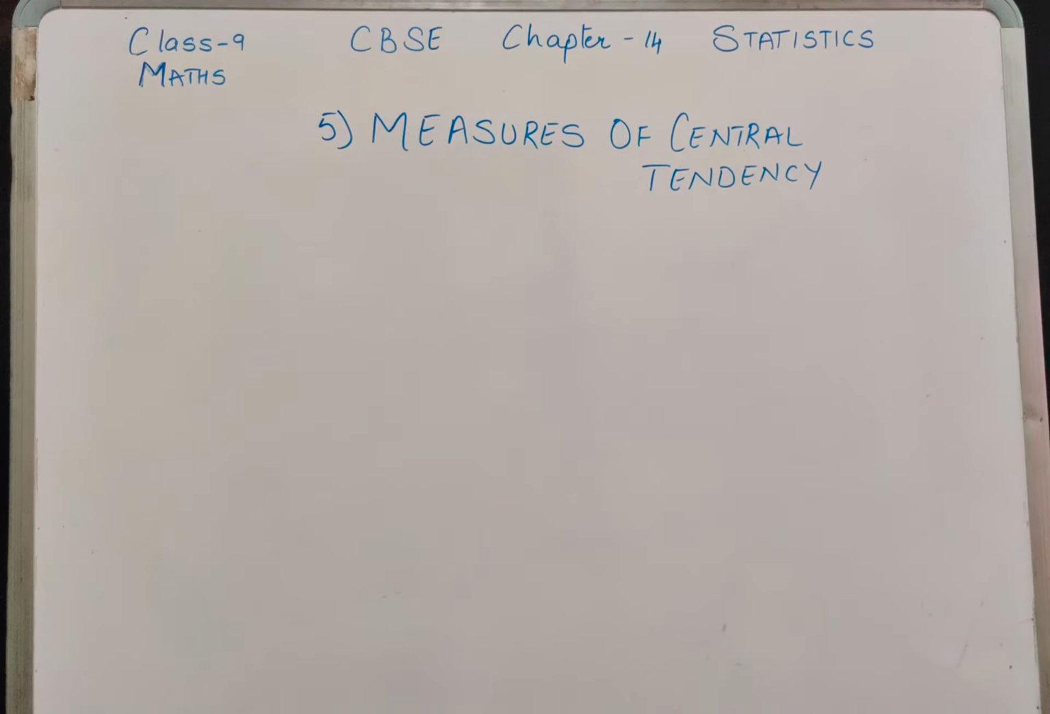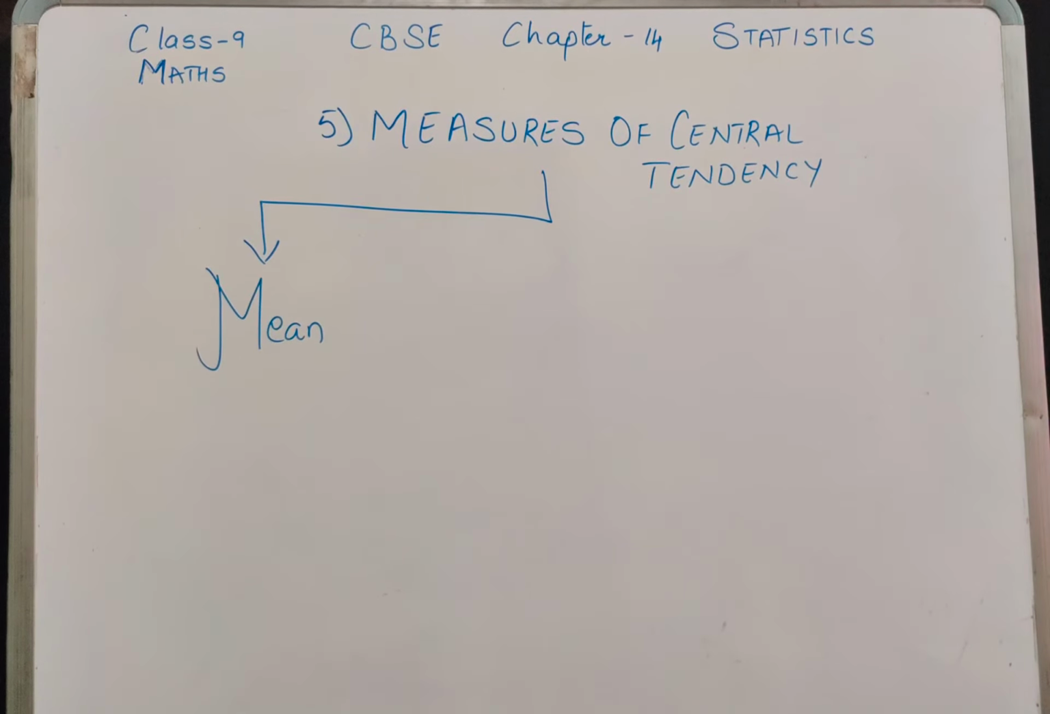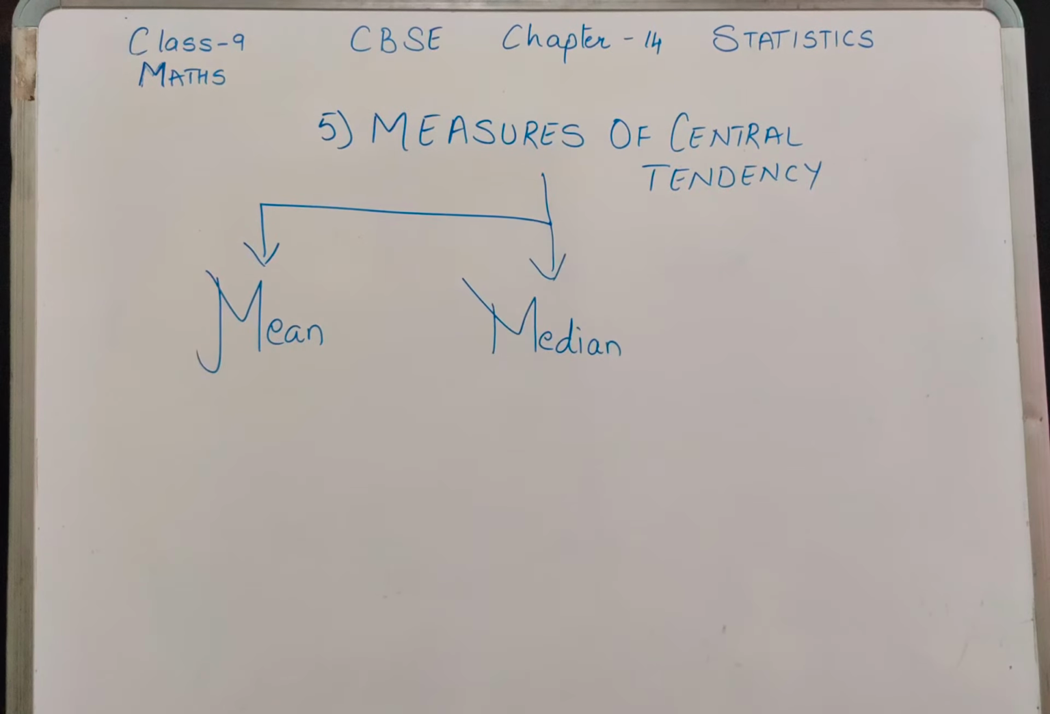Number one, the mean, which is also known as average. The next is the median and the mode.